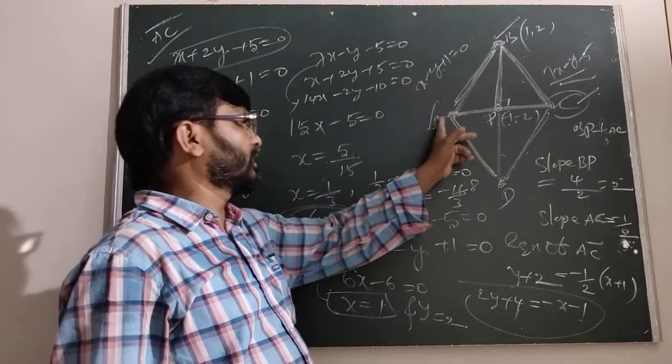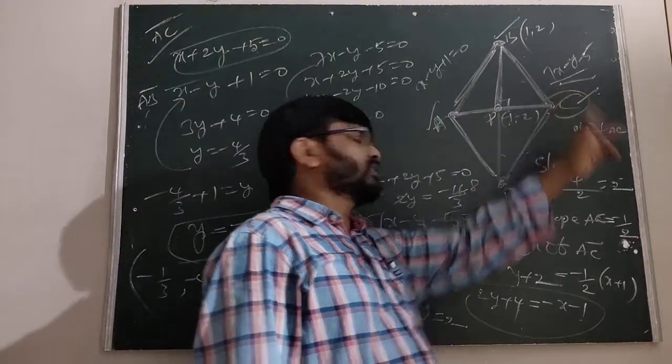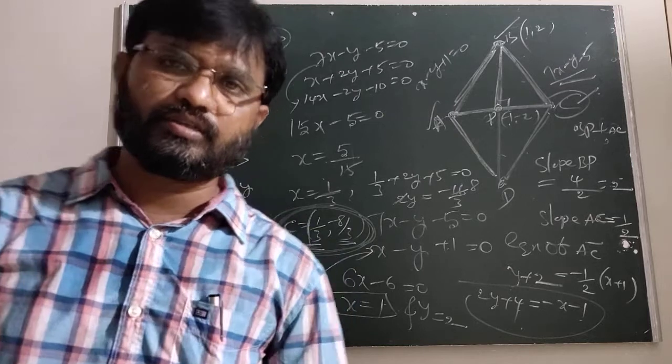AC and AB intersect at A. BC and AC intersect at C. So those are our required vertices. Okay.